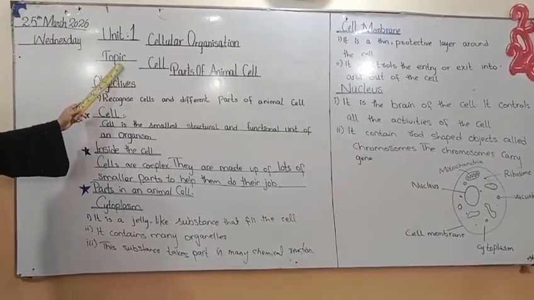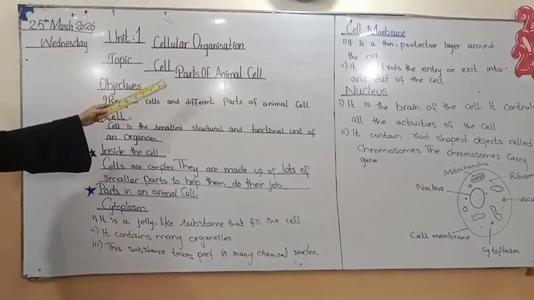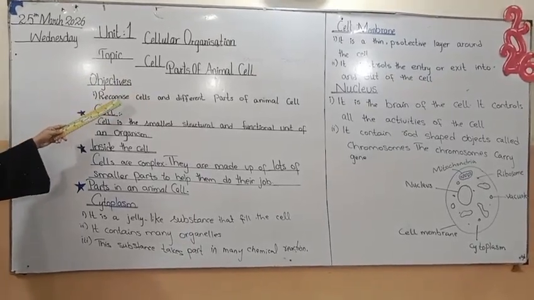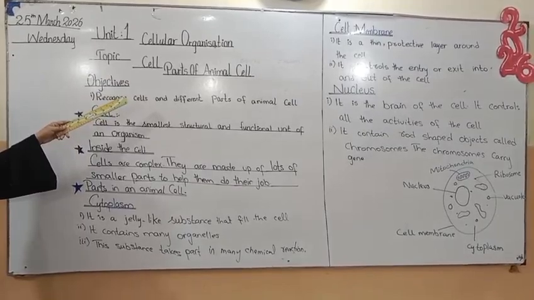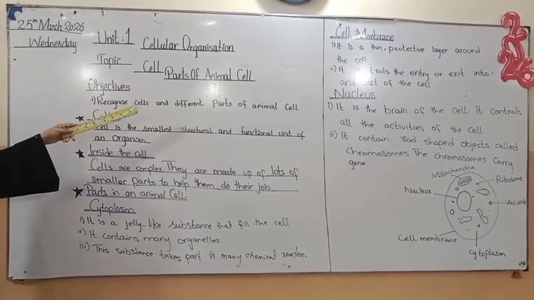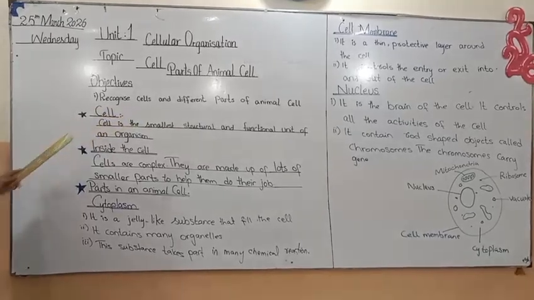The topic is cell, the parts of animal cells. And the objective: recognize cells and the different parts of animal cells. Today we discuss the cells and the different parts of the animal cells.